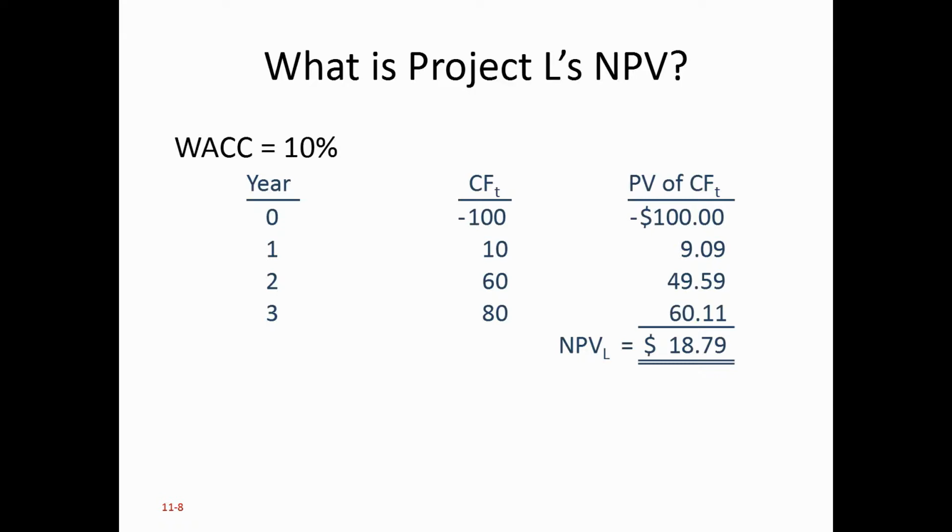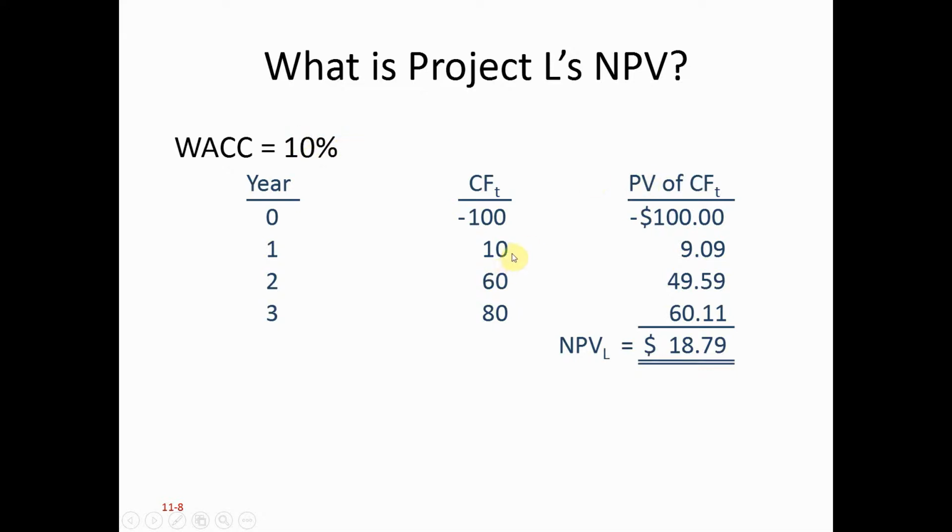All right, so right here you have some numerical examples. You have a project L, and this is the cash flow generated for the next 3 years: 10, 60, and 80. Today it requires a $100 investment. The cost of capital is 10%. You're going to use 10% to discount all the cash flows, and you know that the 10% is made of the money paid to the investors.